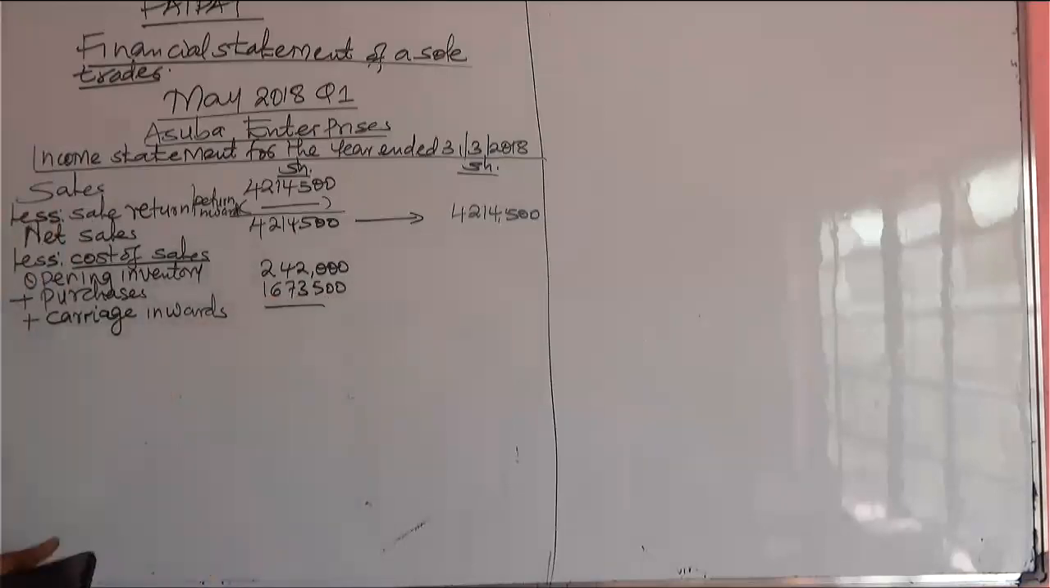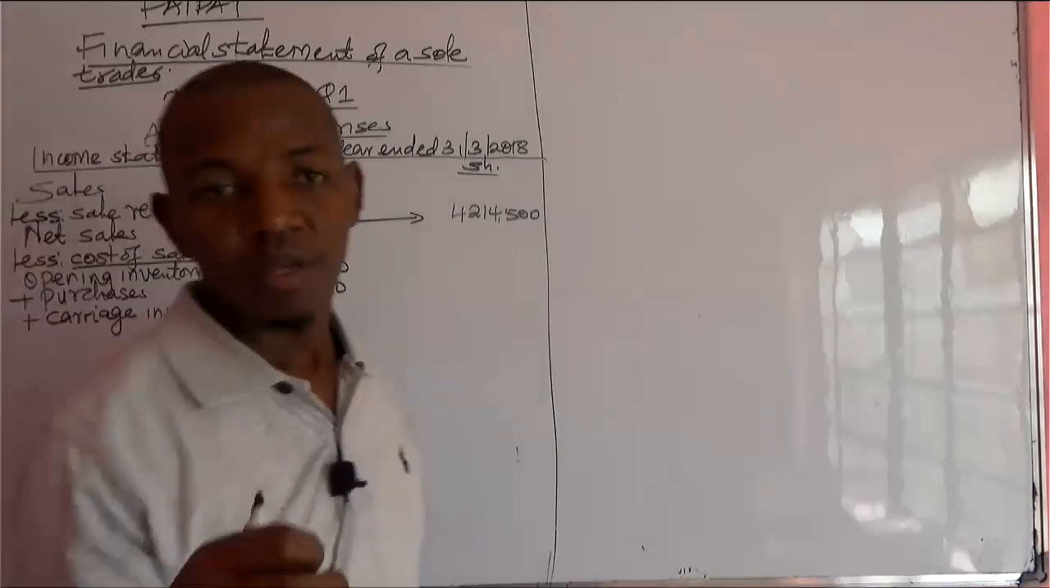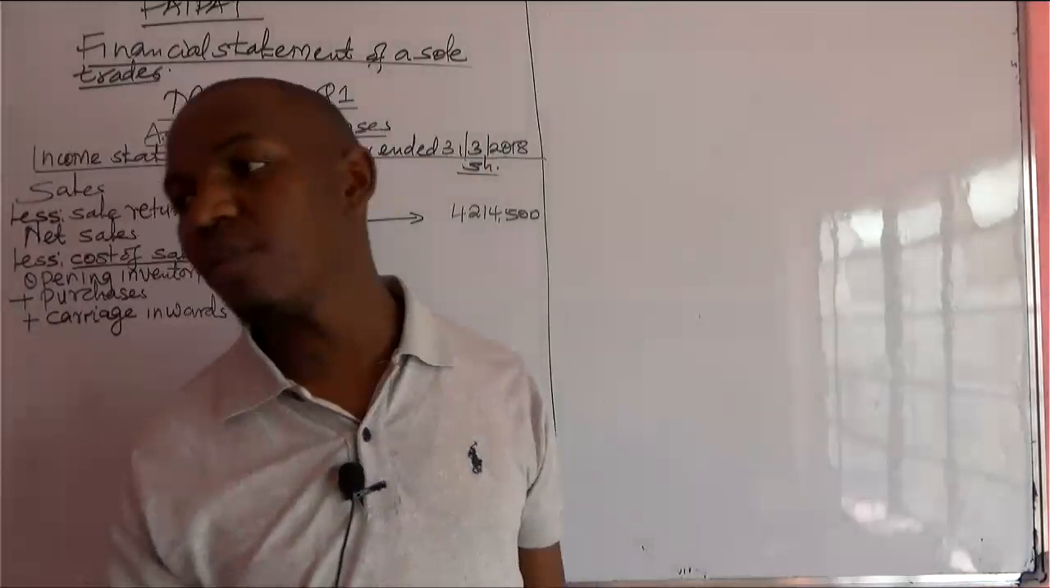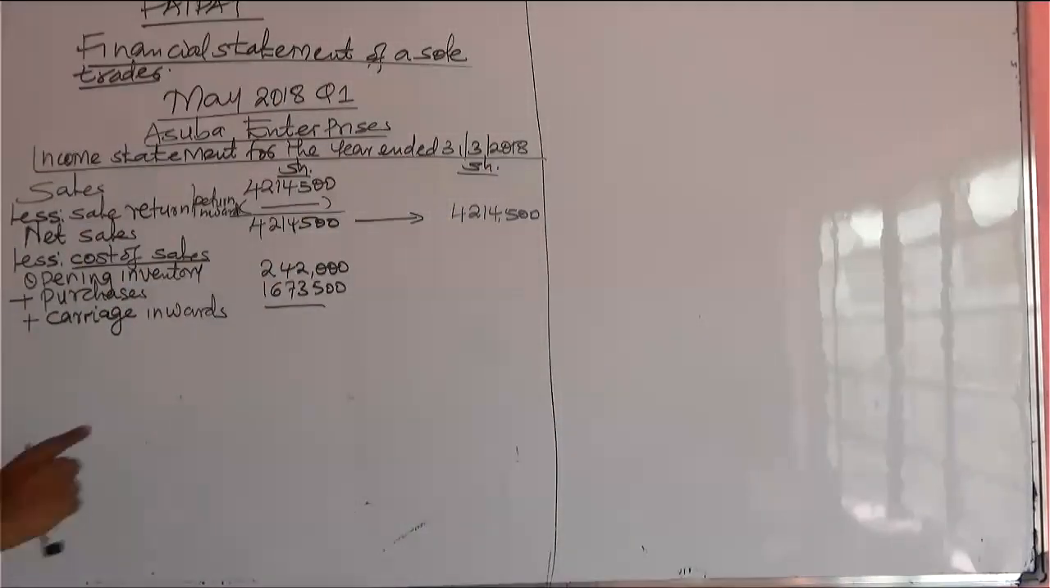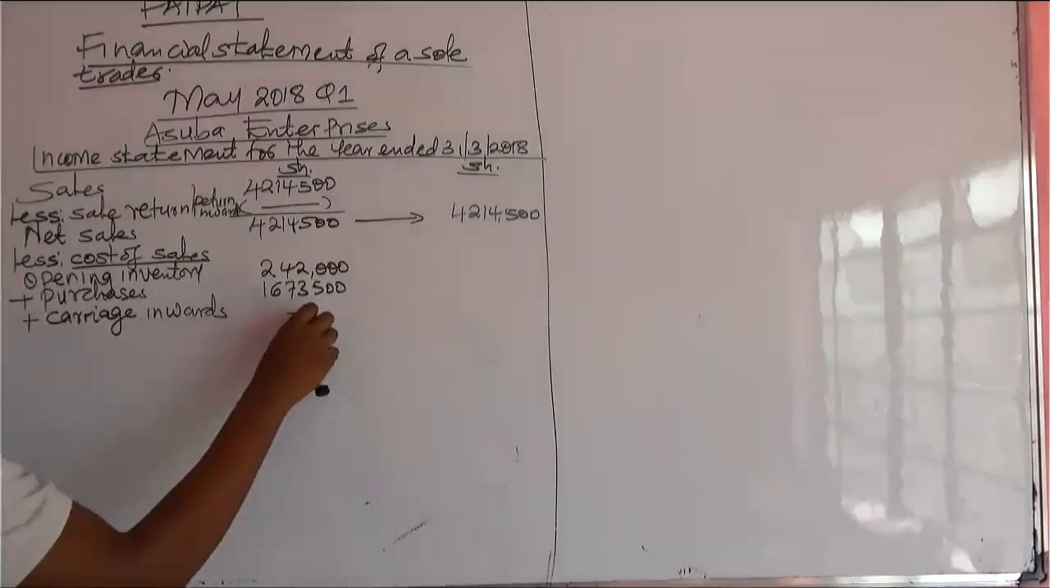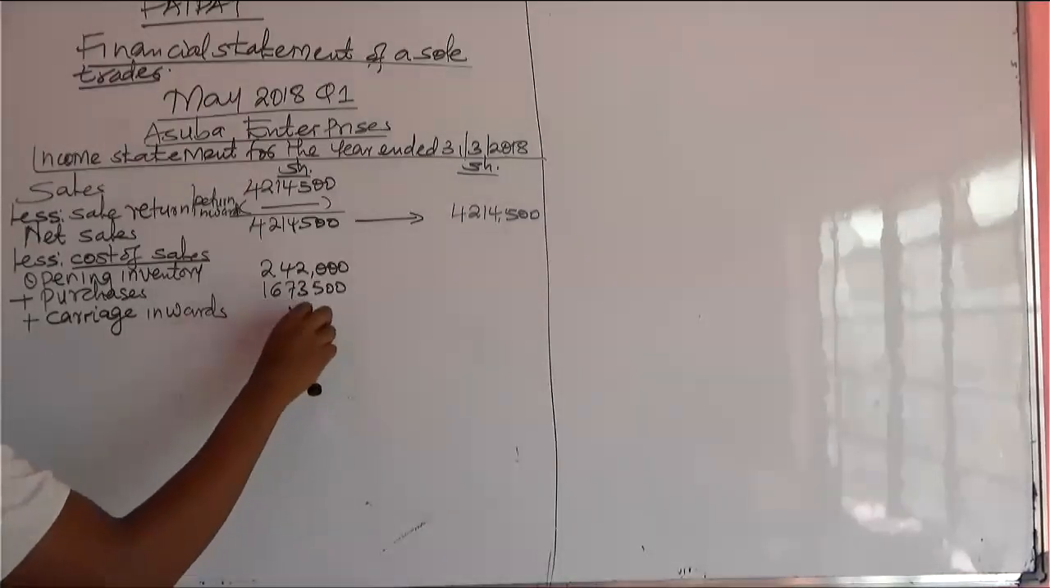When you buy goods, ukiletewa, you have to take them to the what? Warehouse. The cost that you incur to transport the goods to the warehouse is what we call carriage inwards. And therefore, we normally add it there. Let me just put it there.